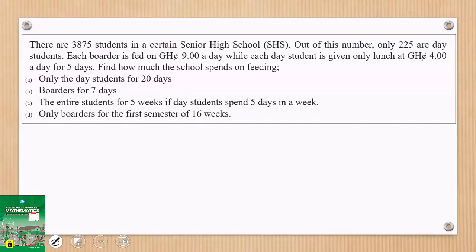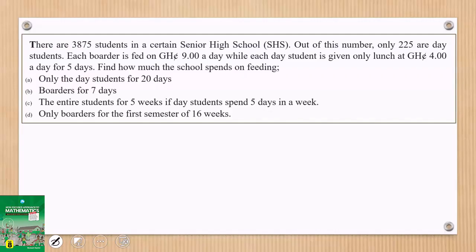There are 3,875 students in a certain senior high school. Out of this number, only 225 are day students. Each boarder is fed on 9 cedis a day, while each day student is given only lunch at 4 cedis a day for 5 days.